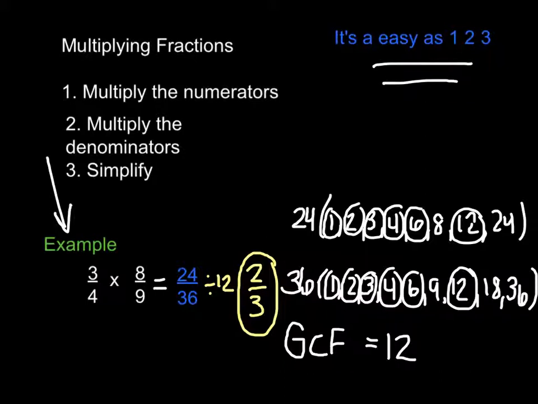Were you able to get it done on your own? Whew, look at all those factors. 24 has quite a few factors, and so does 36. And they have quite a few in common, but their greatest common factor is 12. So if I divide the numerator and the denominator by 12, I've simplified this fraction to 2/3.